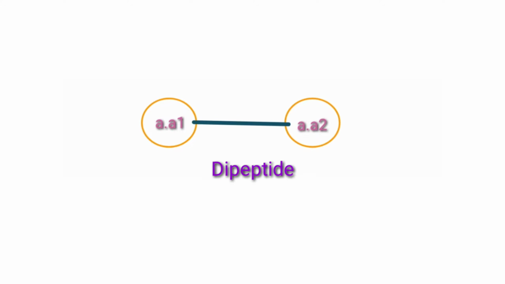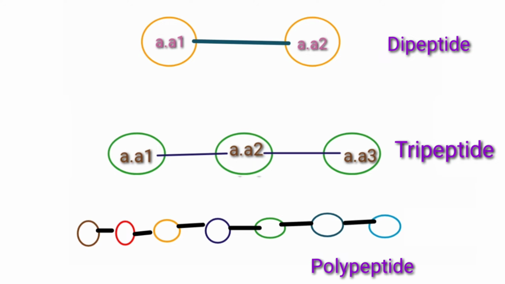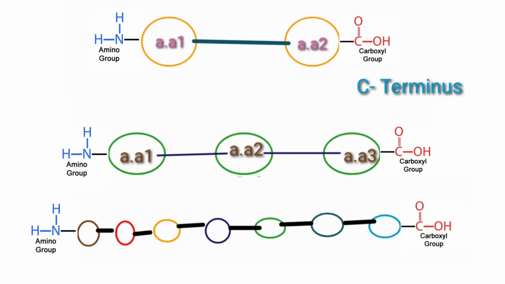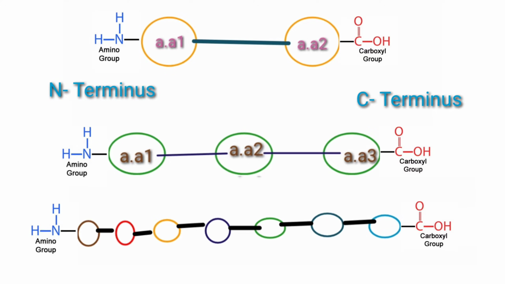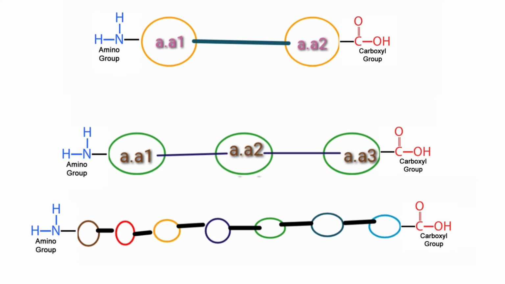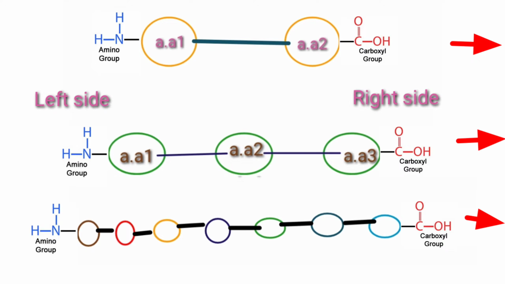In any case, whether it is a dipeptide, tripeptide or polypeptide, we will always have an amino group at the left side of the structure and a carboxylic group at the right side of the structure. The left side is known as the N terminus and the right side or the end is known as the C terminus. Why does this happen? Because the carboxylic group from the first amino acid links with the amino group of the second amino acid. So automatically at the left side the amino group remains free, and at the right side or at the end of the polypeptide the carboxylic group remains free.